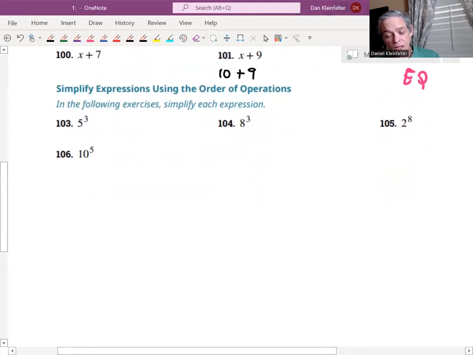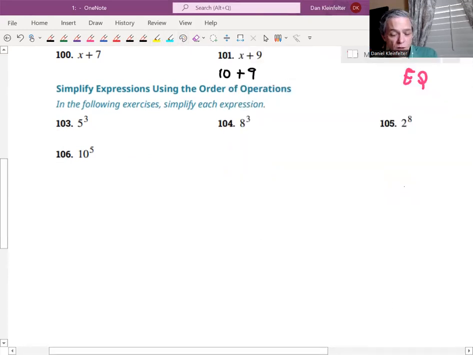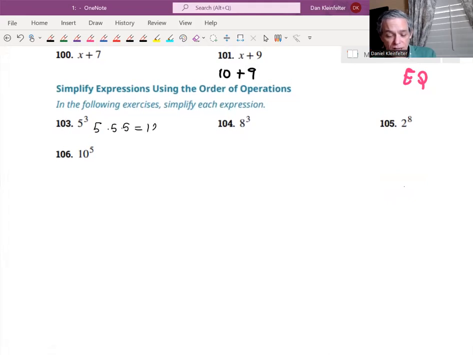All right, in the next group, we're simplifying some expressions involving exponents. So let's try that. For the first one, 103, that's 5 cubed. That's 5 times 5 times 5, which is 125. Note that it's not 5 times 3 or 15. Let's do one more. 2 to the 8th power is going to be 8 factors of 2, and that will be 256.